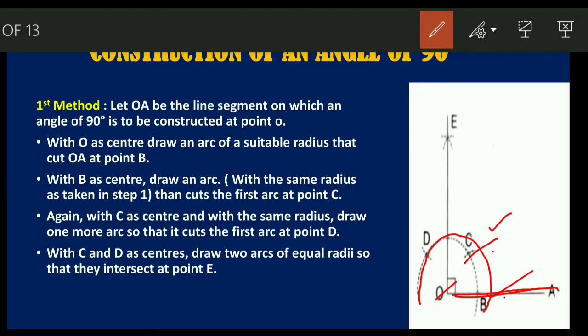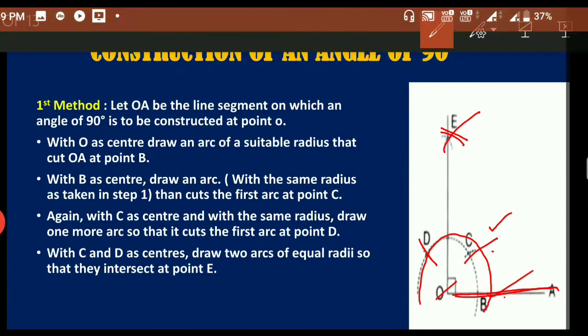Okay, now again put your compass at point C and then cut D. So D is another point. Now take D as the center with your compass and cut one arc here, and again put your compass on C and then cut in this direction, cutting the second arc, and where they join, that particular point will become point E.